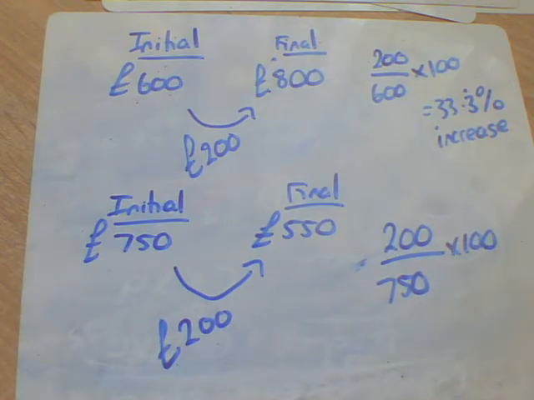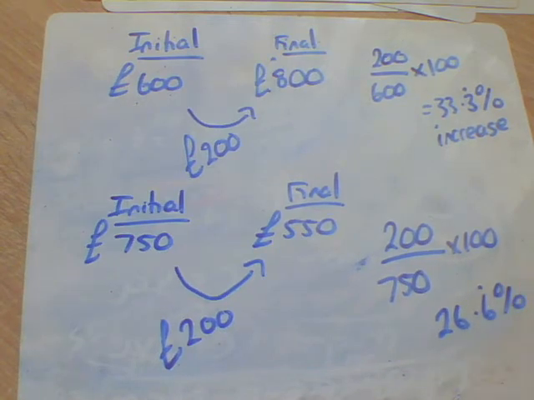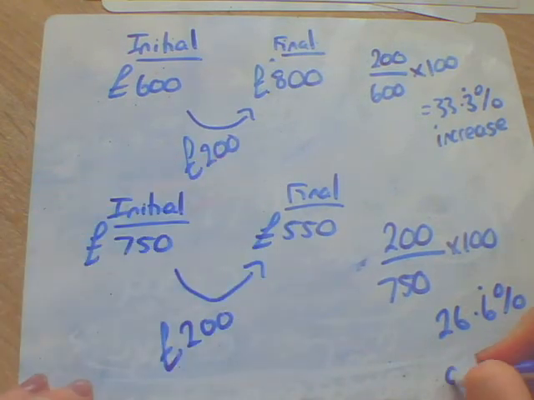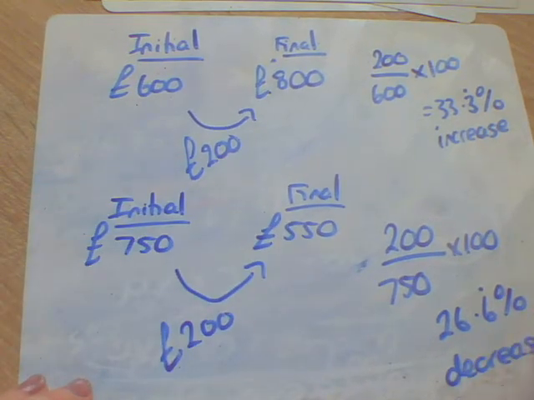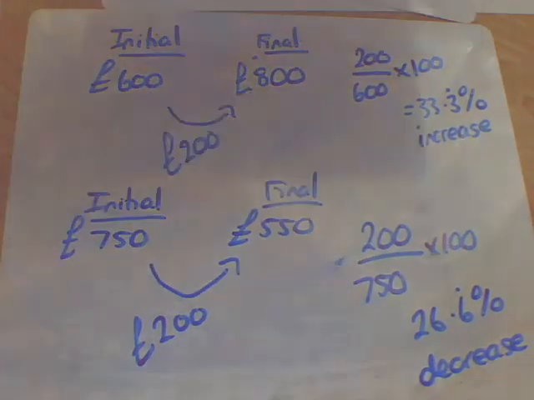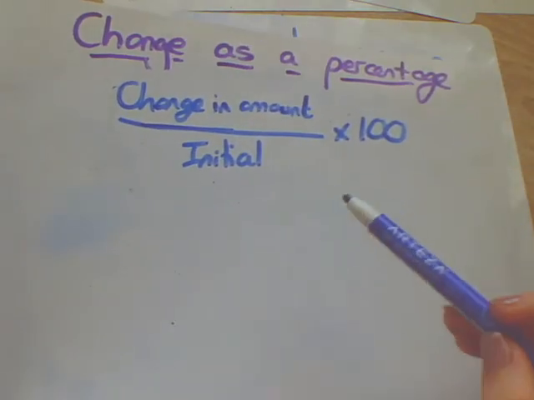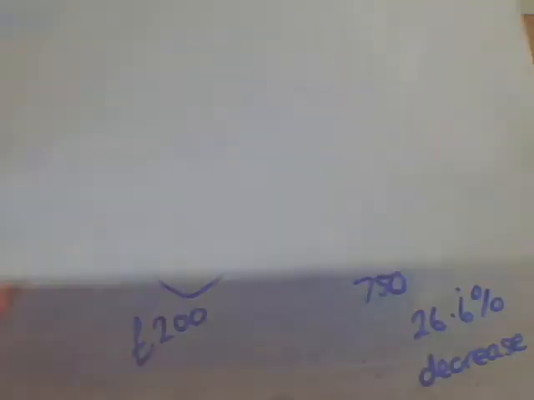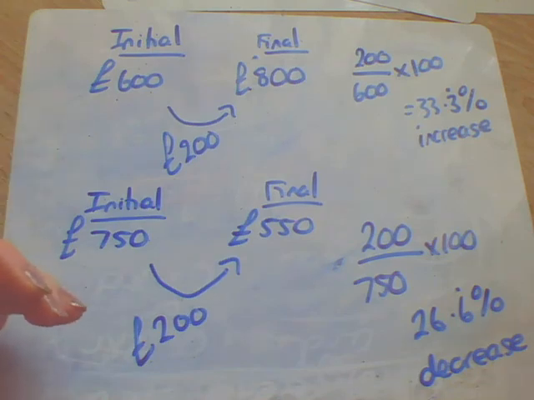Now you are allowed a calculator for this, so you don't have to do all of this in your head. You're more welcome to try, but you don't have to. So that is telling me that I've got 26.6 recurring percent, and because the values have gone down, I've gone from 750 down to 550, I say that this is a decrease. So if we go back to that original formula, change in amount divided by the initial amount times 100, it's a plug and play exercise.